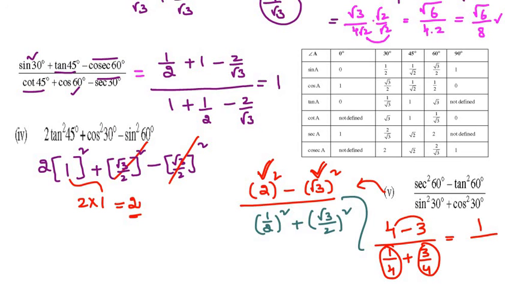So this is 25% and 75%. If we add this, you will get 1. 1 by 4 plus 3 by 4, that is 4 by 4. 4 by 4 value is 1. So ultimately what we are getting is 1. So this is all about the fifth sum. We did all 5 sums.